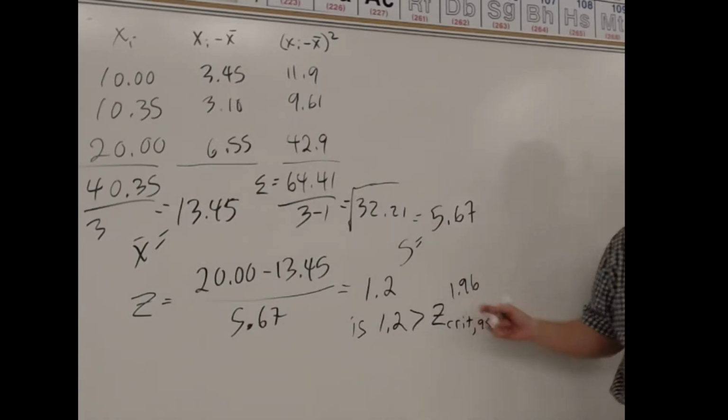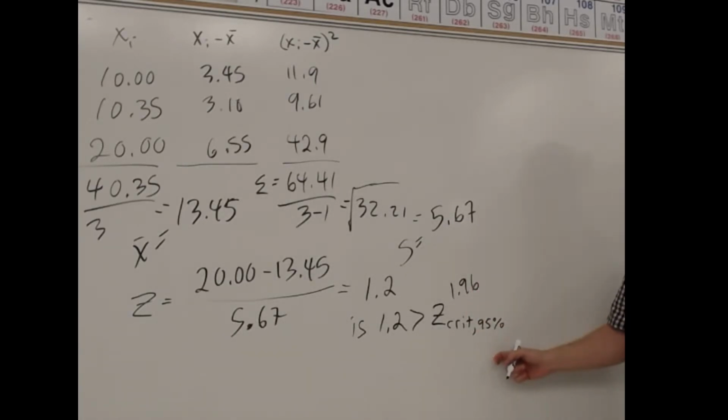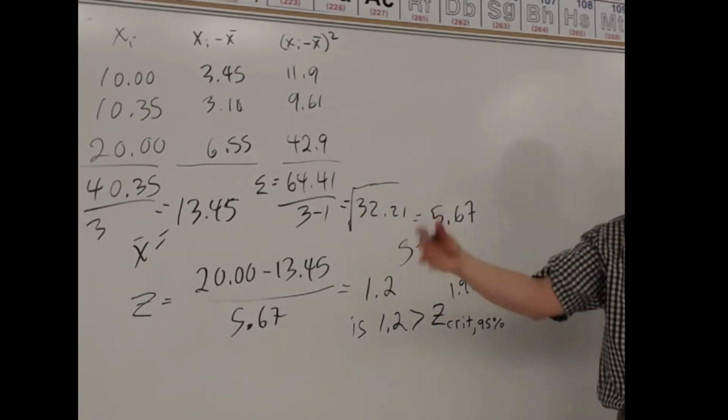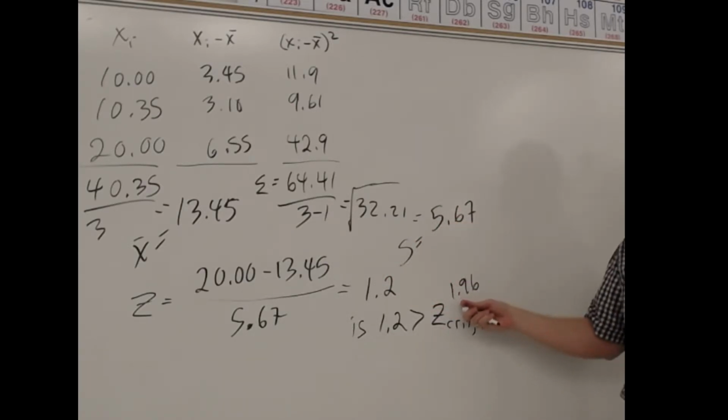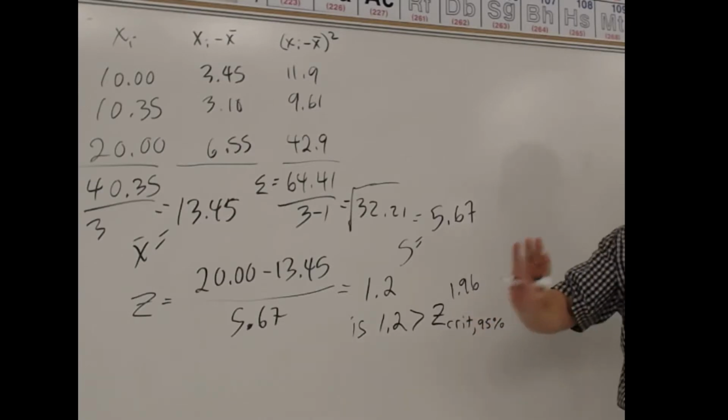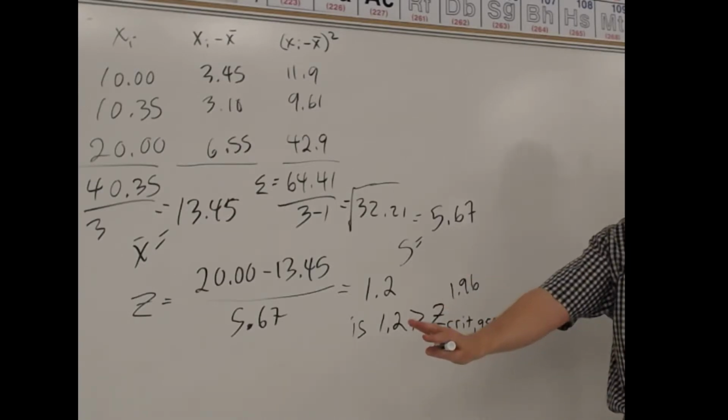1.96 is my test value for 95% confidence. And so if this 20 were farther away from the mean when scaled by the standard deviation, farther away than 1.96, there'd be less than a 2.5% chance that random noise would give me that number.